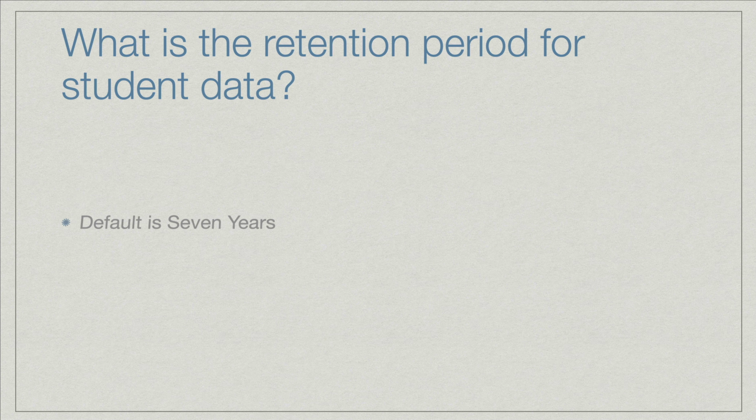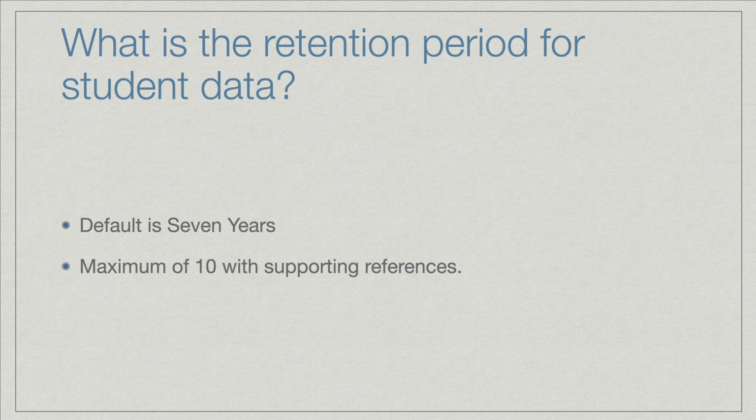By default, the retention period for student data is 7 years. TrueNorth can adjust this up or down to a maximum of 10 years, as long as we have supporting references from school board or provincial policy regarding retention requirements.